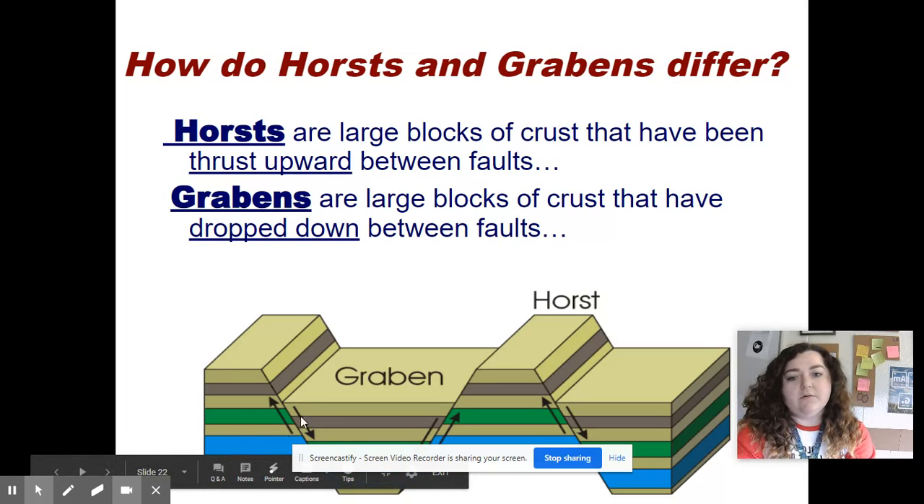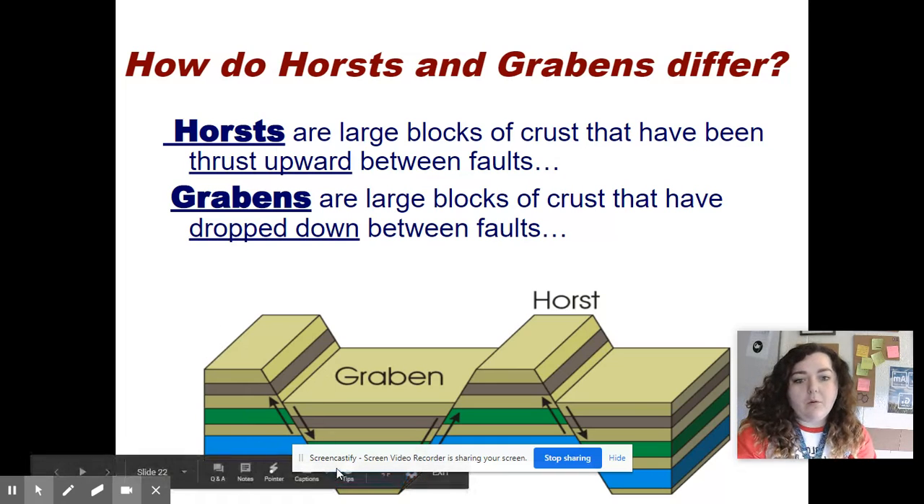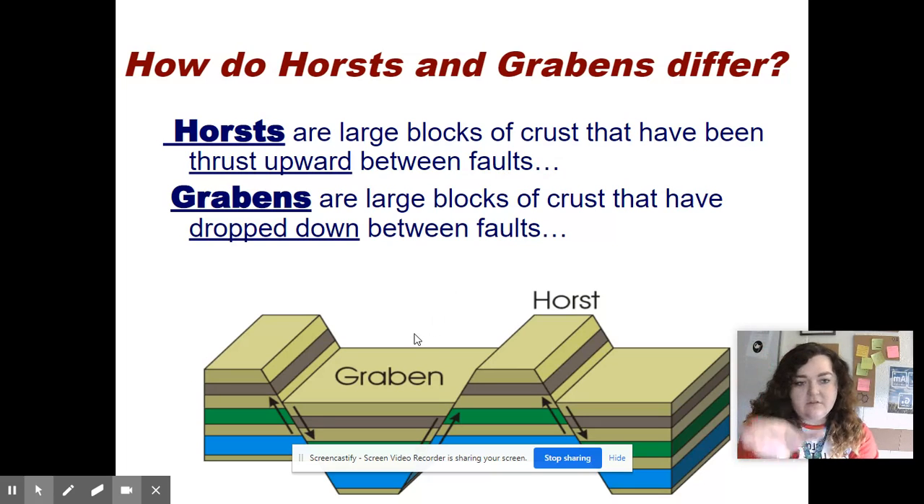So right here, we would have the footwall moving up and the hanging wall moving down. So since the footwall is moving up, that's going to be a reverse fault. And the same thing right here. So these have reverse faults. But graben is the wedge that goes down. Horst is the wedge that goes up.